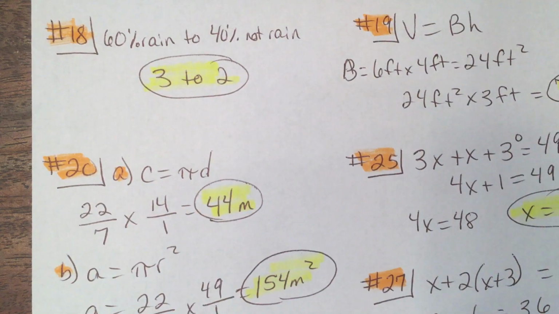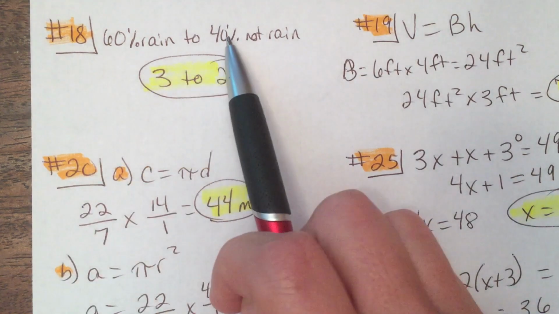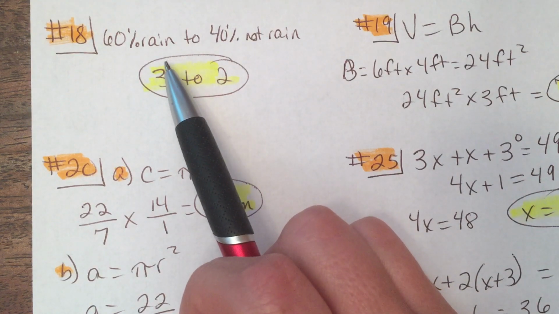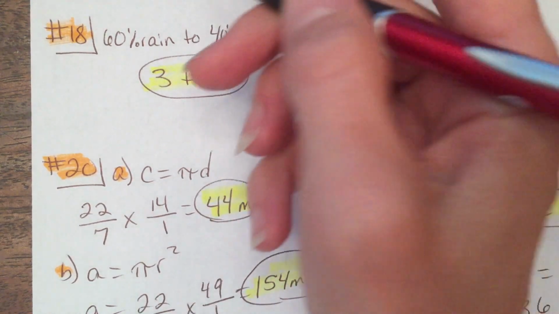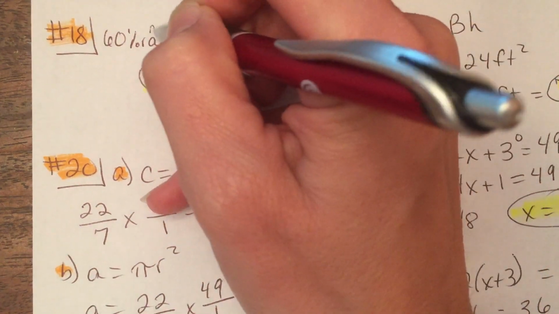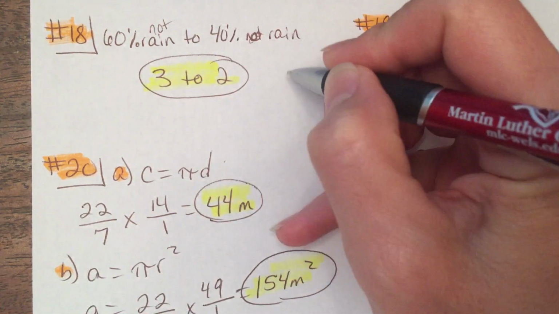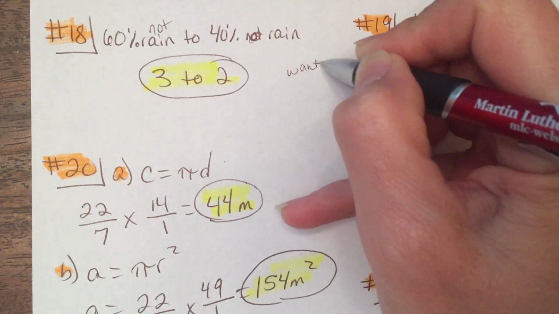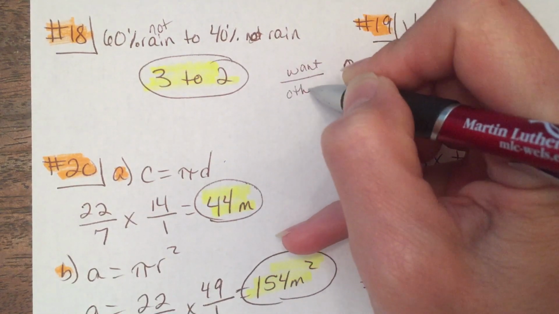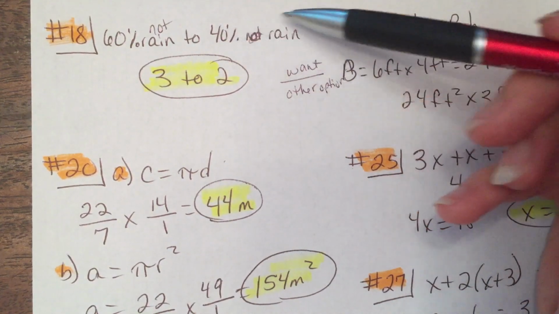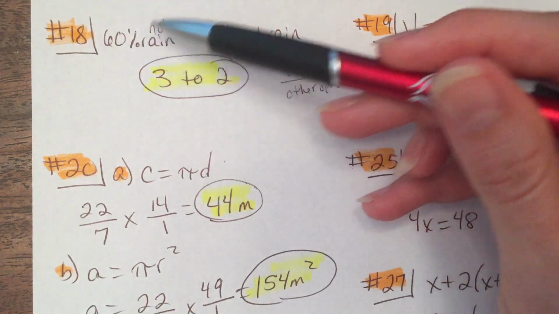Okay, number 18 says, if the chance of rain is 40%, what are the odds it will not rain? Chance of rain is 40%. What are the odds it will not rain? Remember odds are what we want over the other options. So that would mean if it's going to be a 40% chance that it rains, 60% chance it will not rain.